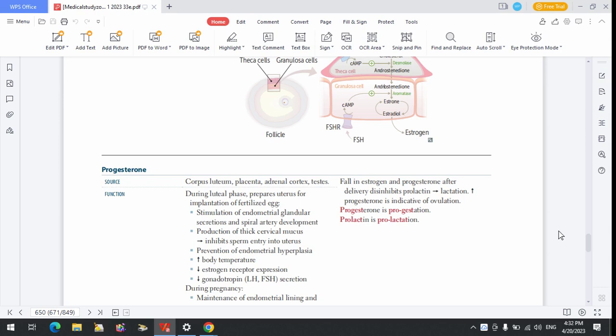So of course, we know that progesterone is produced during the luteal phase of the ovarian cycle, and it prepares the uterus for receiving the developing blastocyst. So, what are the three major functions that I want you to know? Number one, it stimulates the endometrial glandular secretion and spiral artery development, as I said initially. It stimulates the glands within the endometrium to secrete mucus, and it causes enlargement of the spiral arteries so that they can be well vascularized to nourish that fetus, with placenta formation.